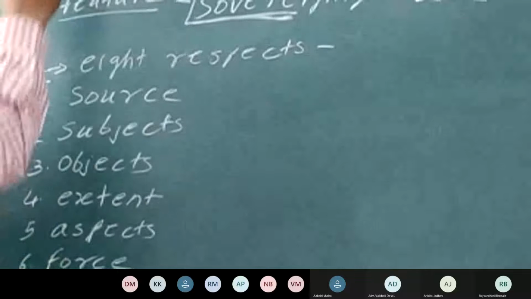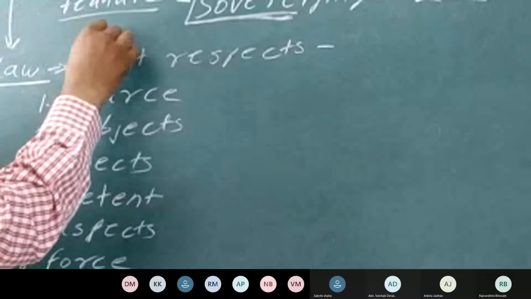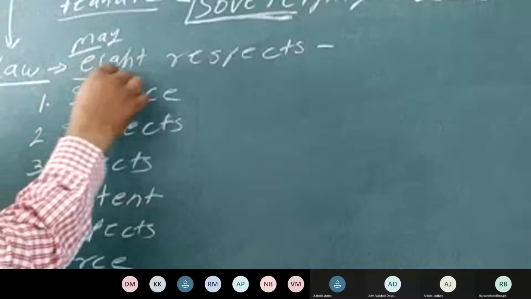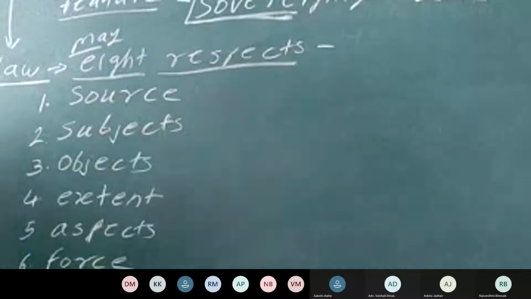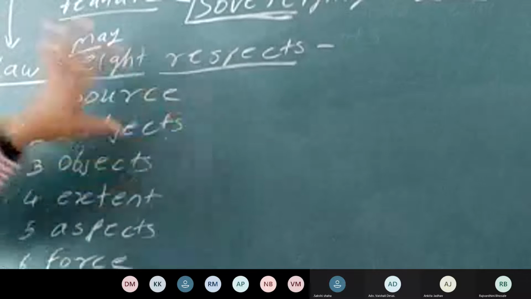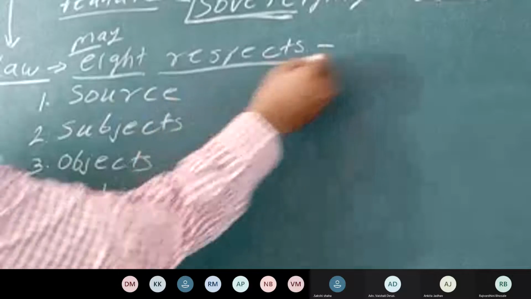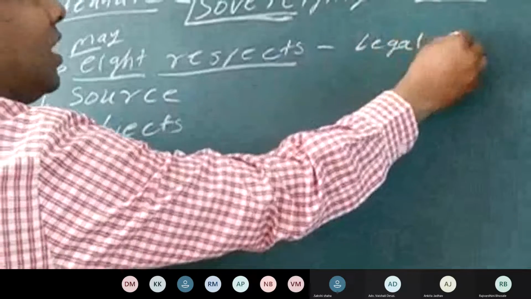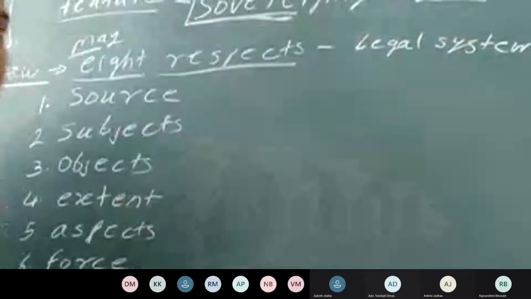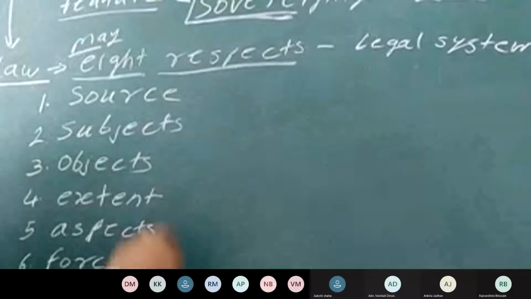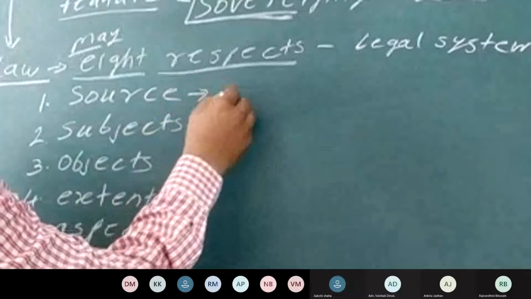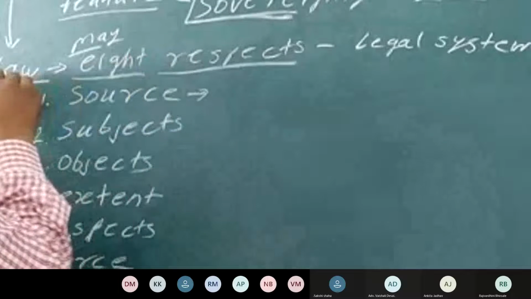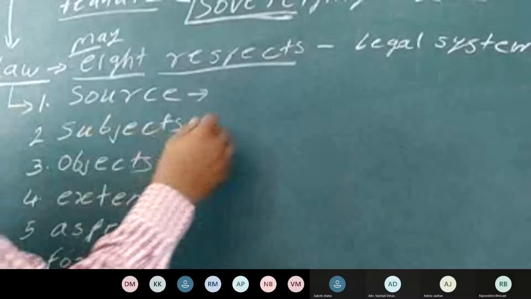Now, according to Bentham, the law may be considered on the basis of 8 respects. These are the 8 points on the basis of which we can analyze the concept of law of any legal system. What is this for? First, to check the law in a particular legal system, we have to find out what is the source, means by whom the law is issued.